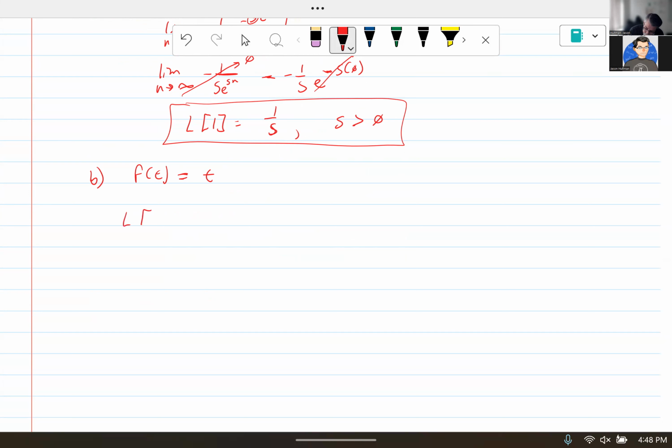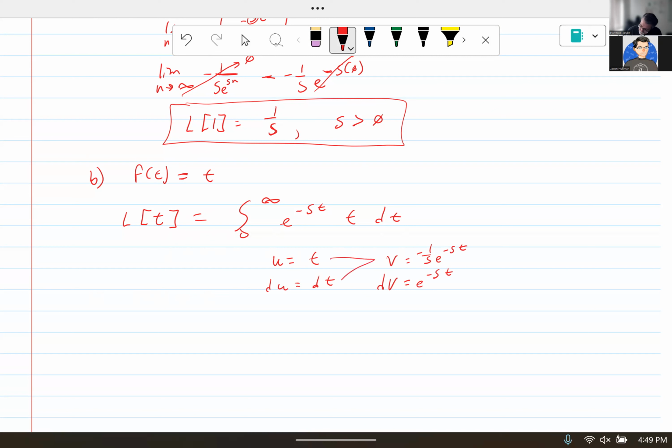So we're going to say L of t is equal to the integral from 0 to infinity of e to the negative st t dt. Okay, so now this one's not as simple. This is integration by parts. So u is equal to t, du is equal to dt, dv is equal to e to the negative st, and v is equal to negative 1 over s e to the negative st.